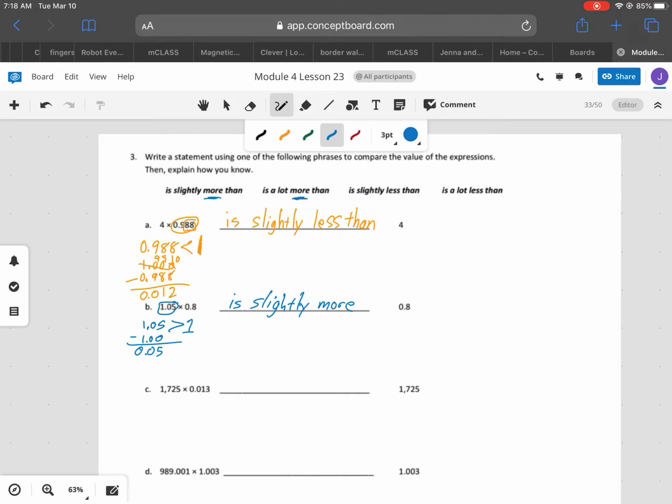All right, so here we go again. A couple of these are kind of subjective if you really think about what is slightly more, what is slightly less. I am going to accept anything as long as you can show me that you're explaining something. So when I subtract, I'm explaining why I'm saying slightly. Okay? So I will accept that as our answers.